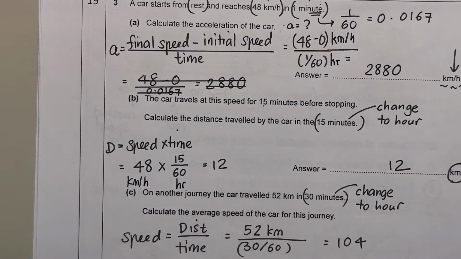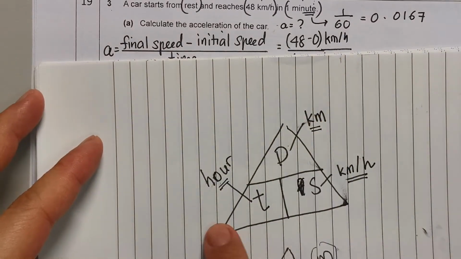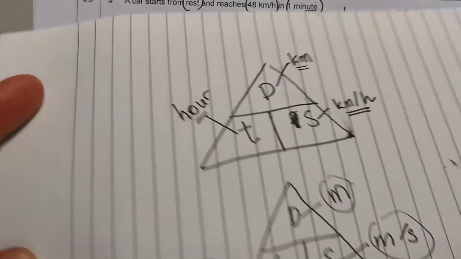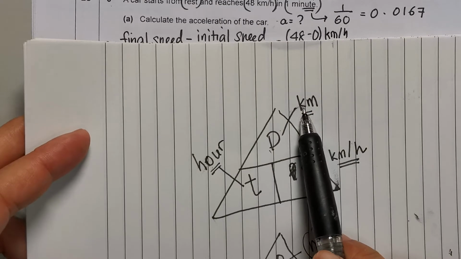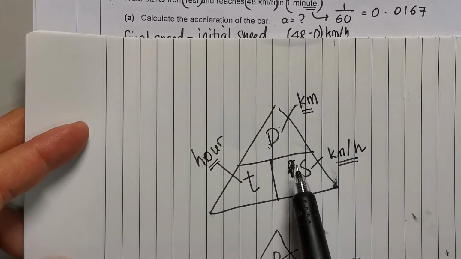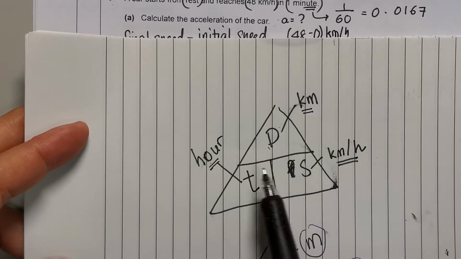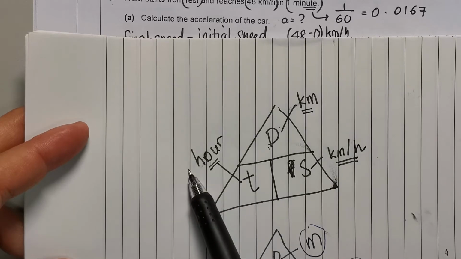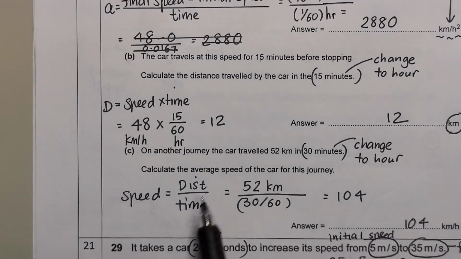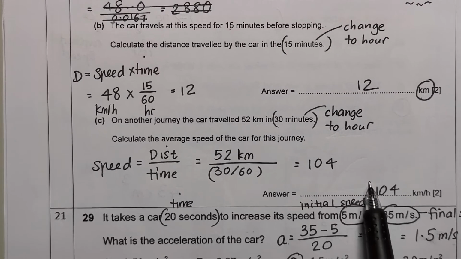Again, I want to refer you back to this same diagram here. If I want the distance to be in kilometers, then I must make sure that the speed is in kilometers per hour and the time is in hours. So I must use this combination. I do all the necessary conversion and I get 104 as the answer.